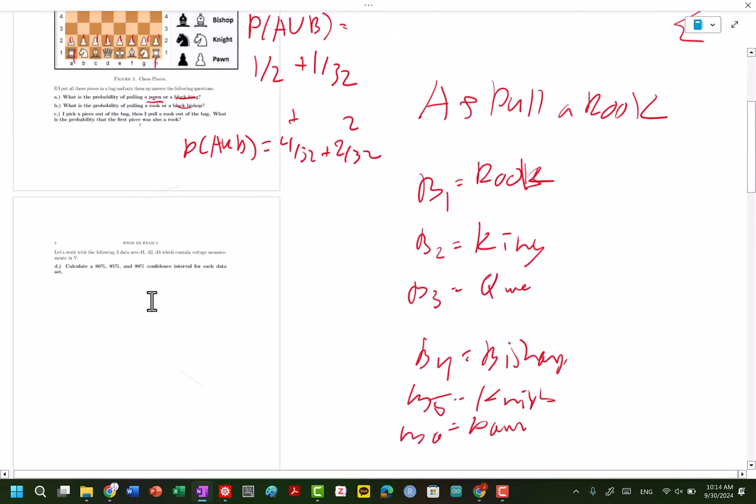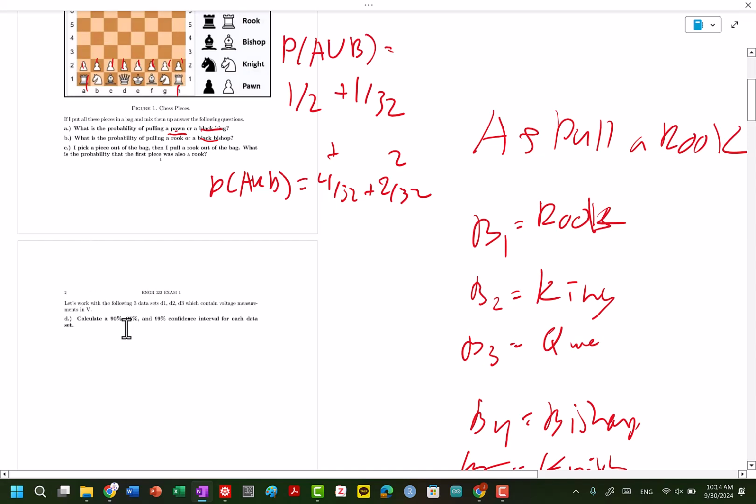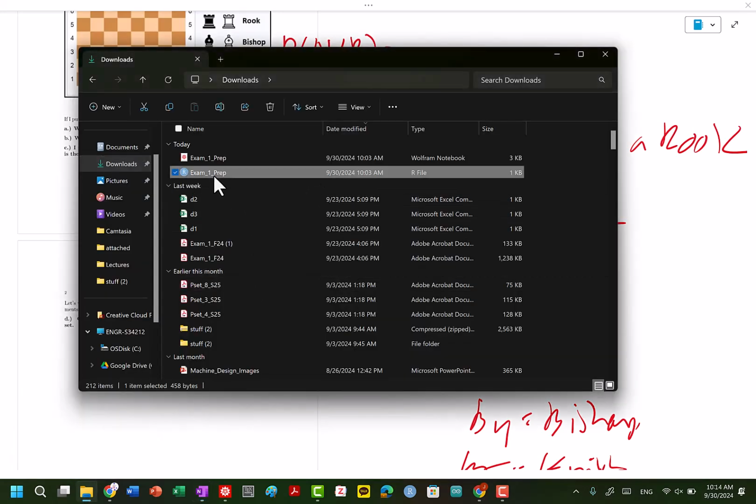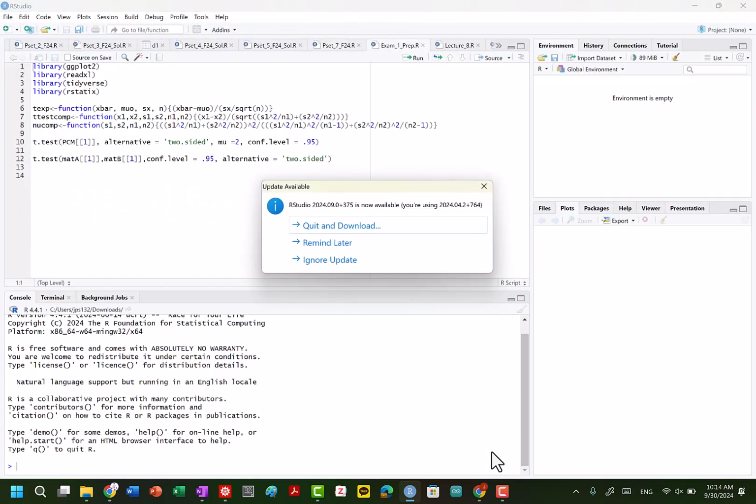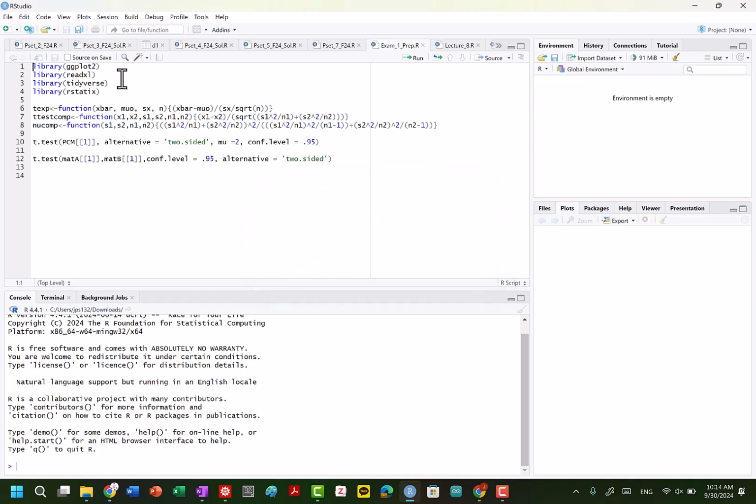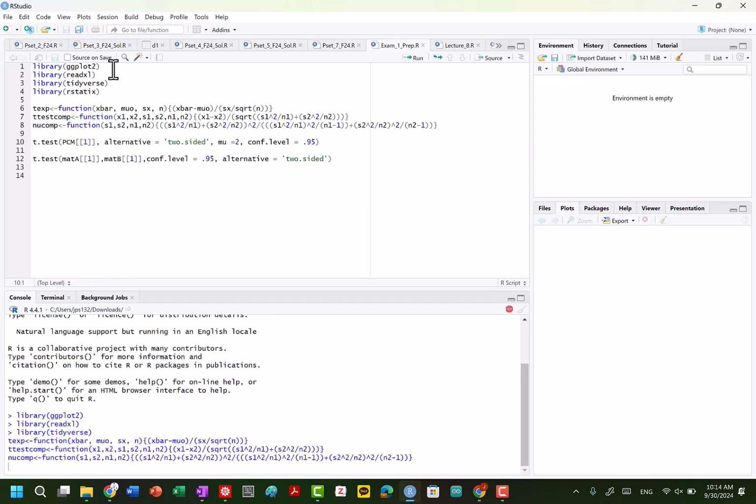Fantastic. Now we're asked to calculate the confidence intervals for each data set. So what we're going to do is open up an exam prep here. We're given D1, D2, all that good stuff. So let's go ahead and pull up our R code, and then we'll do T.test, and then we'll be ready to roll. Let's wait till this opens up. Then we'll read in all our values. All right, so we've got our exam prep up. So we can read in our libraries here, read in all of our good functions.